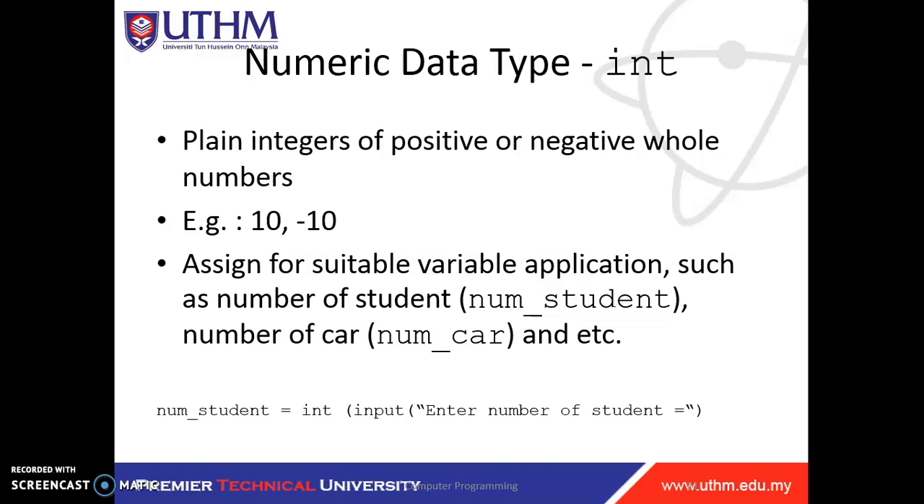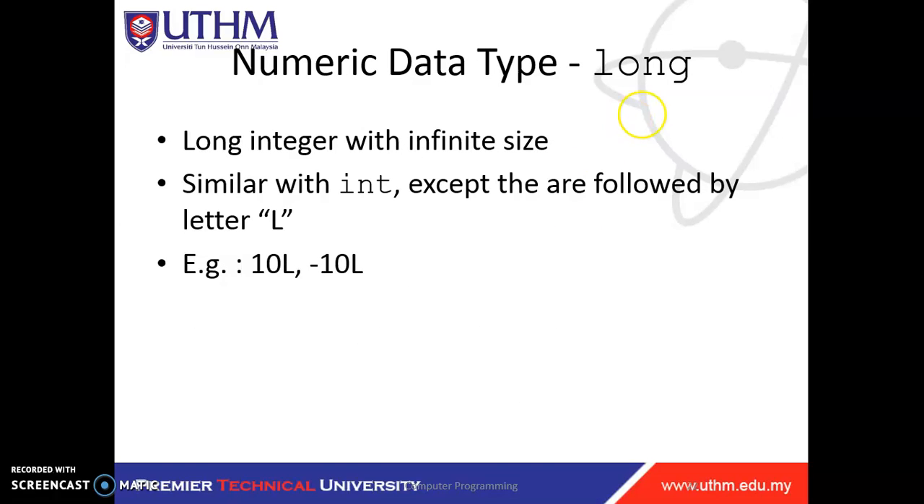Why? As humans, we only have one student, two students. We don't have half a student or quarter student. And a car also needs to be a whole car. We do not have half a car or quarter car. Okay, and the long integer data type has infinite size.